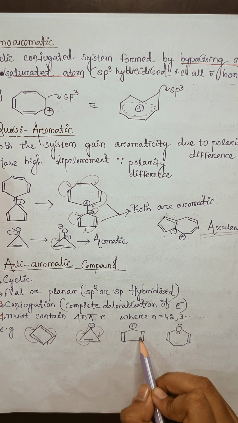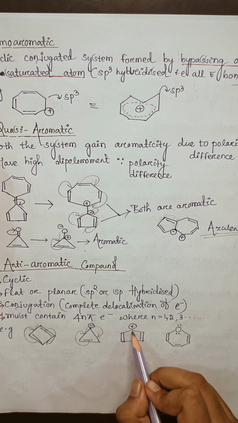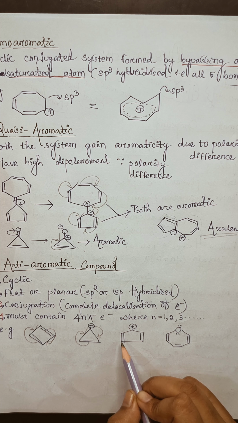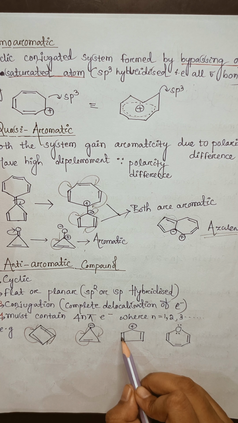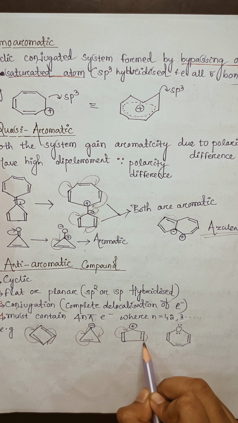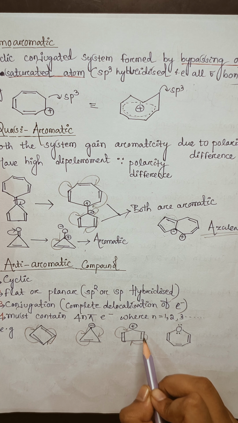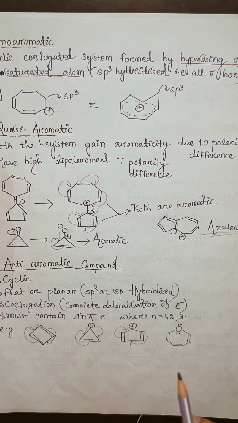Similarly, the cyclopentadienyl cation. Here it is cyclic. All carbon atoms are sp2 hybridized. There is also complete delocalization of pi electrons. It contains 4 pi electrons. That means it is anti-aromatic.